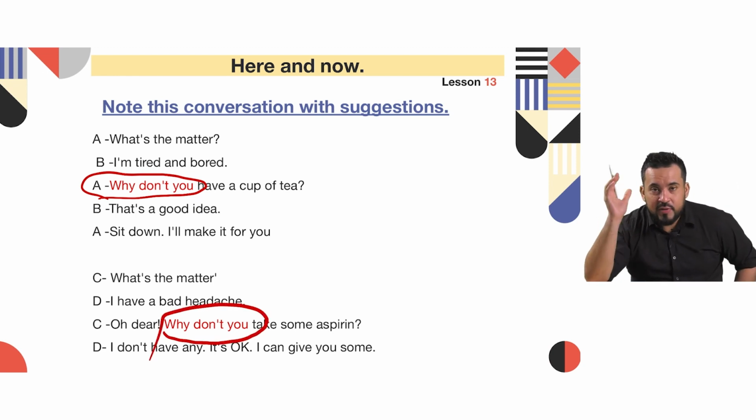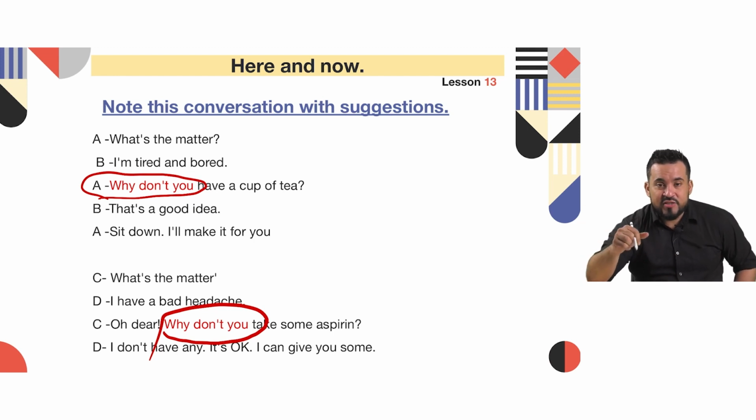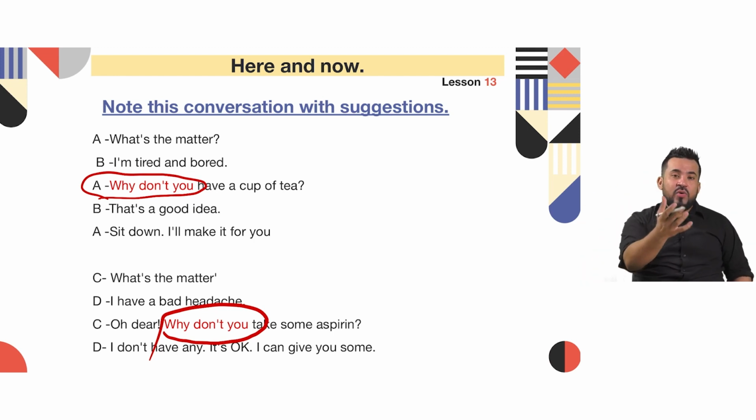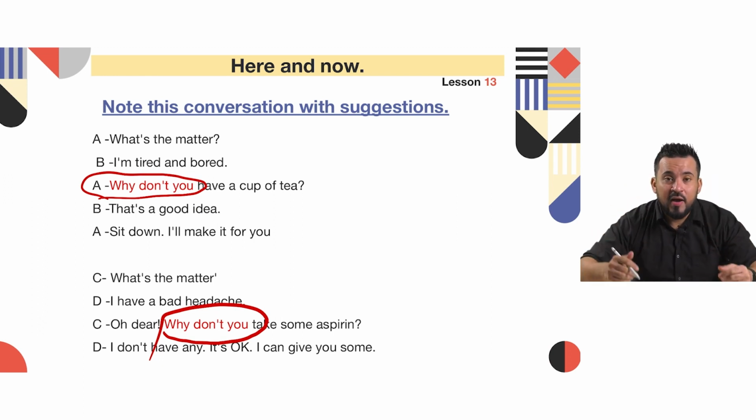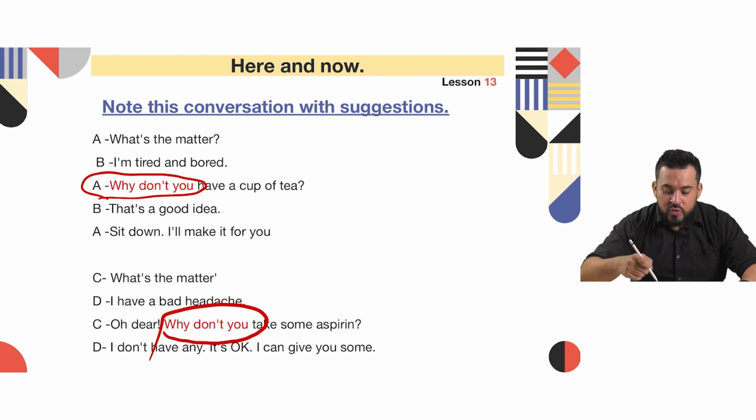Why don't you? Let's and why don't you are good ways to make a suggestion. So normally we ask what's the matter to someone who doesn't look happy or it looks like there is something wrong. And then when we hear what's wrong, it is nice to give them a suggestion about something they can do to help their situation. So we use why don't you or we use let's.